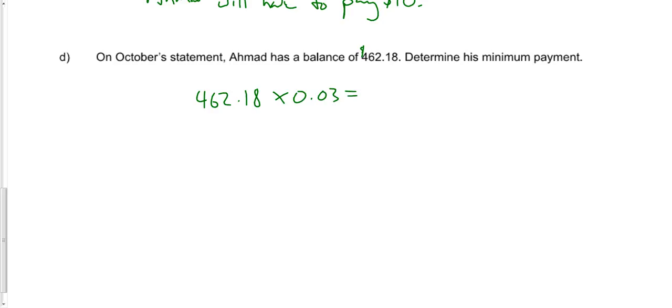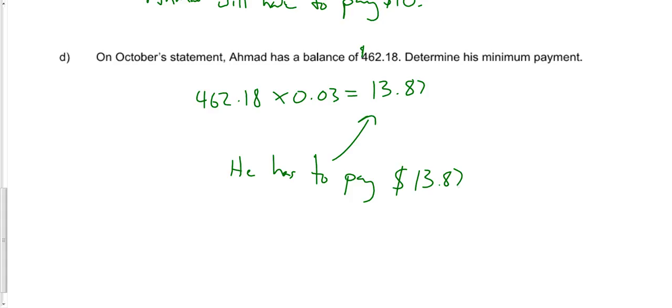So we don't know what that's going to be right off the bat. So 462.18 times 0.03 is going to equal $13 and approximately 87 cents. Okay. And so his other option is to pay $10 or 3% of the balance, whichever is bigger. Well, 13.87 is bigger than $10, so he's got to pay $13.87. Okay, and so instead of paying $10, he's got to pay the larger amount, which in this case is $13.87.